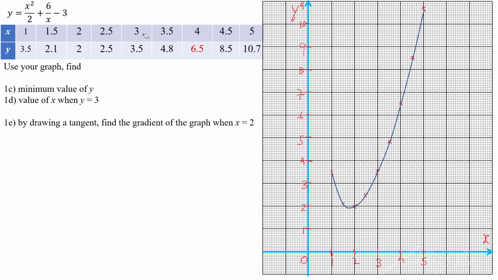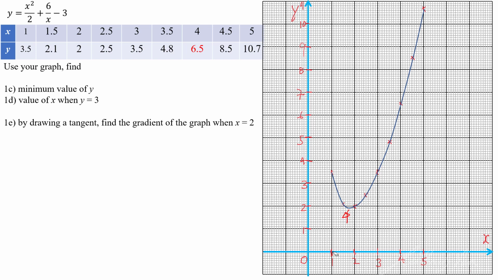Use the graph to find the minimum value of y, which is down here. So please take note. It is around here. It is not 2. It is somewhere between, I think, 1.5 and 2. Then find the value of x when y is equal to 3. So you have to draw a line where y is equal to 3 and find the x value.